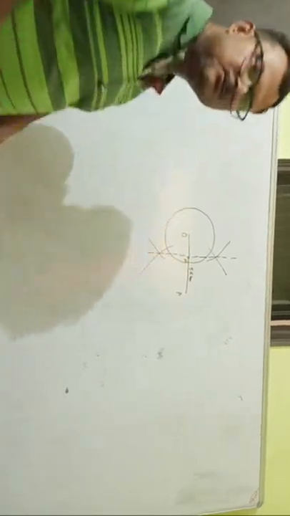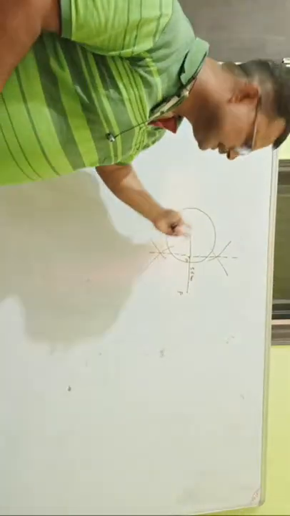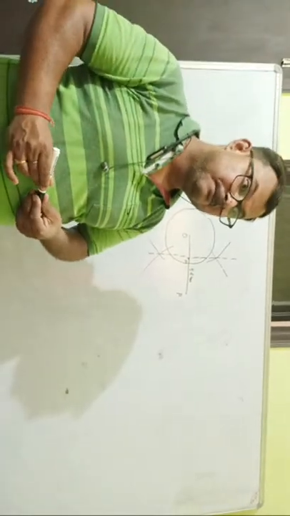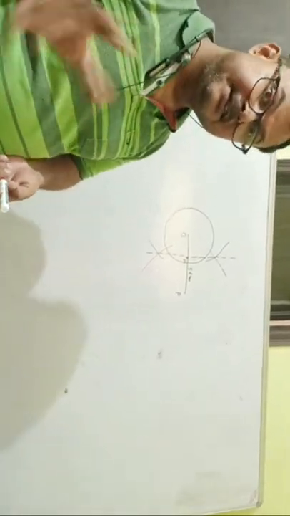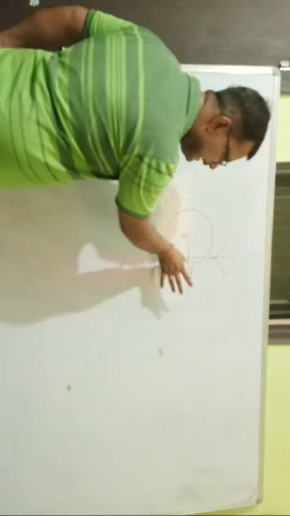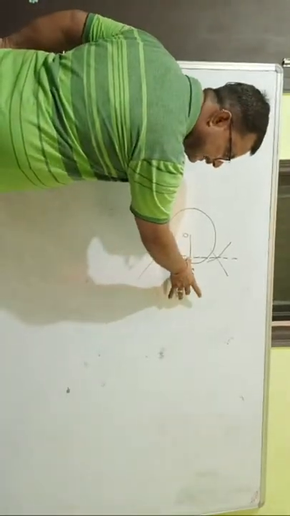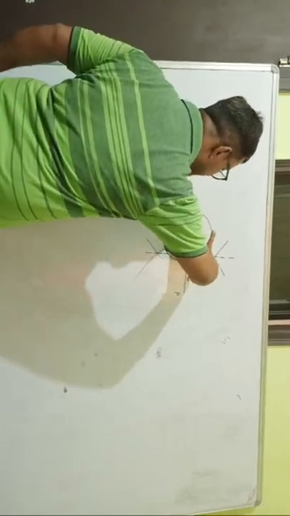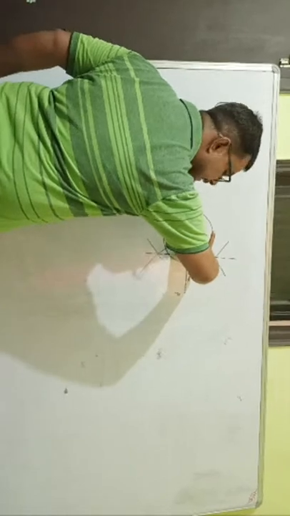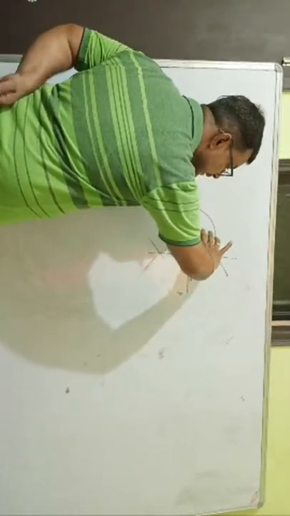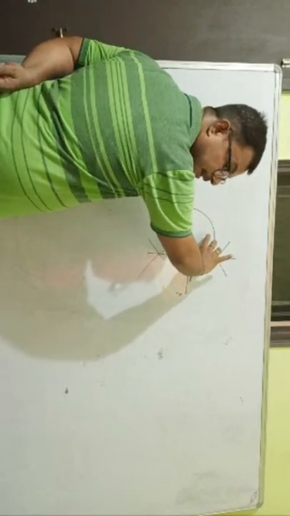Actually, by observation, you would see this portion is bigger and this is smaller, because I am doing it freehand, not with a compass. If you do it with a compass, it must be equal. Then you have to place the needle of the compass at M and stretch till O. Bring it this side and that side; it should overlap. If overlapping, it means your perpendicular bisector is correct.